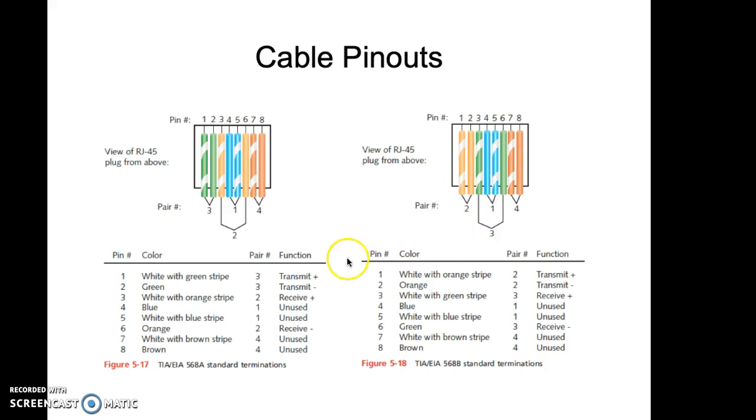Now, this is important as the color, because in the first one, you've got the orange striped, orange, green striped, blue, blue striped, green, brown striped, brown. You would need to know those colors in order. So, some things to think about. The A is not the same. It switches the green and the orange effectively. But take a look at it and be aware of it.